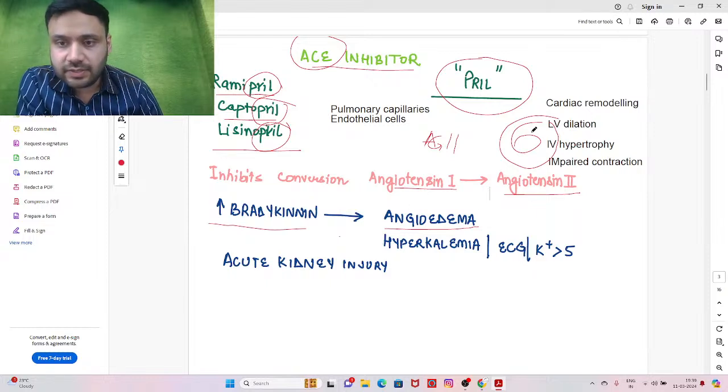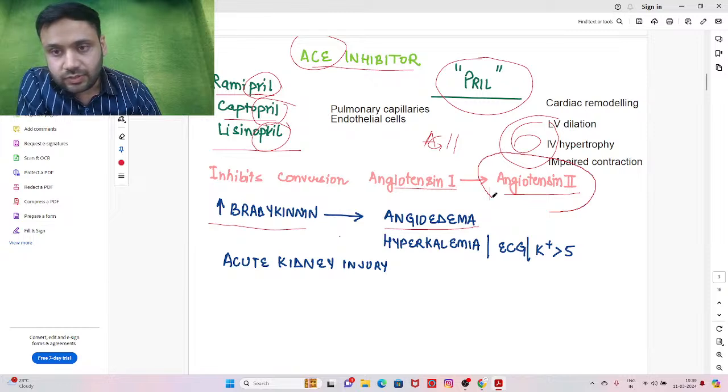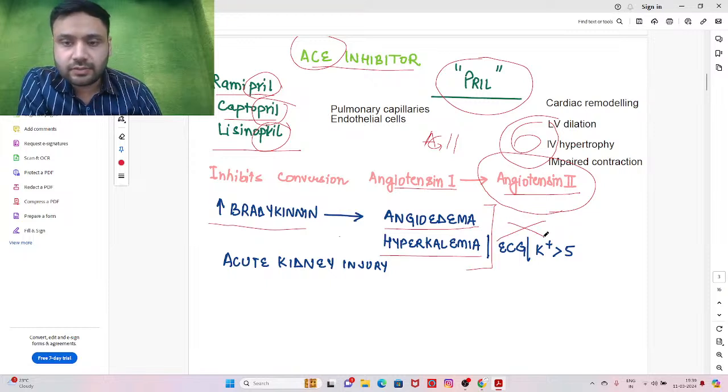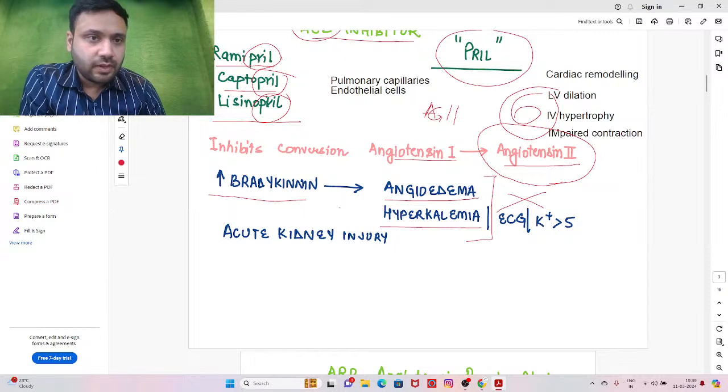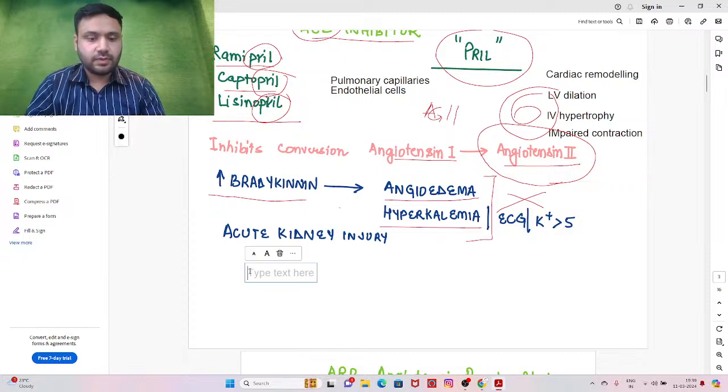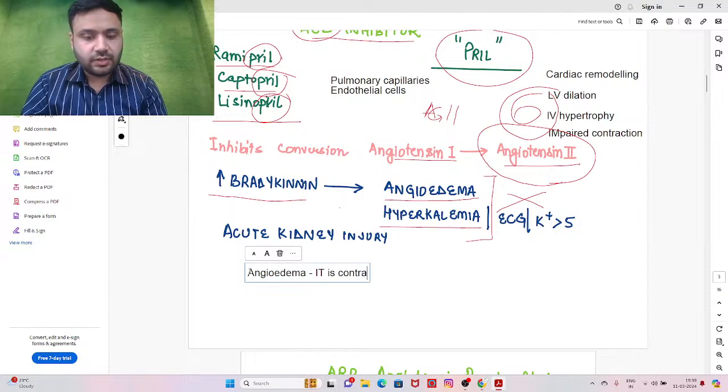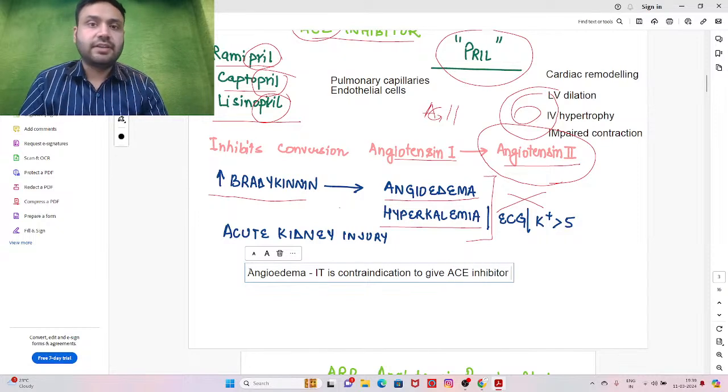And because we are inhibiting the effects of angiotensin 2, it will cause hyperkalemia. And these two are dangerous, and we don't want that. So, a little bit about angioedema. Once a patient has angioedema, it is a contraindication to give an ACE inhibitor because it is life-threatening, right?